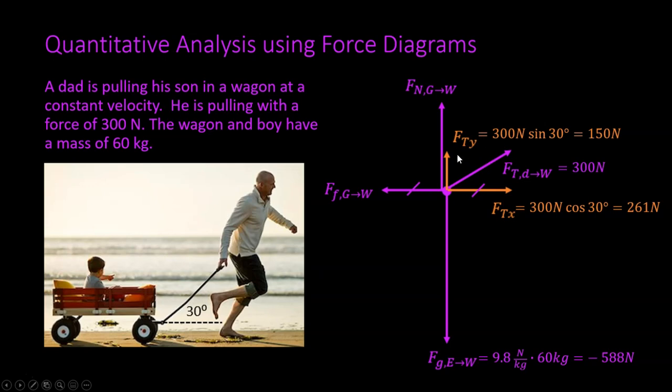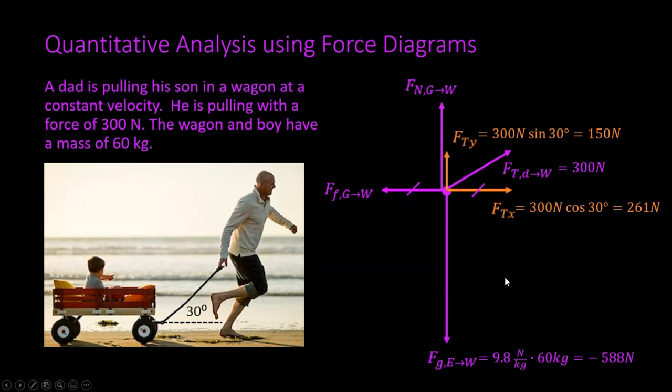Next, we look at our vertical component, and again we take the strength of the total vector, 300 newtons, times the sine of its direction, which is 30 degrees, and that gives us an upward force of 150 newtons. As a final step, we need to find the strength of the normal force and the strength of the friction force, realizing that our horizontal forces and vertical forces must be balanced.